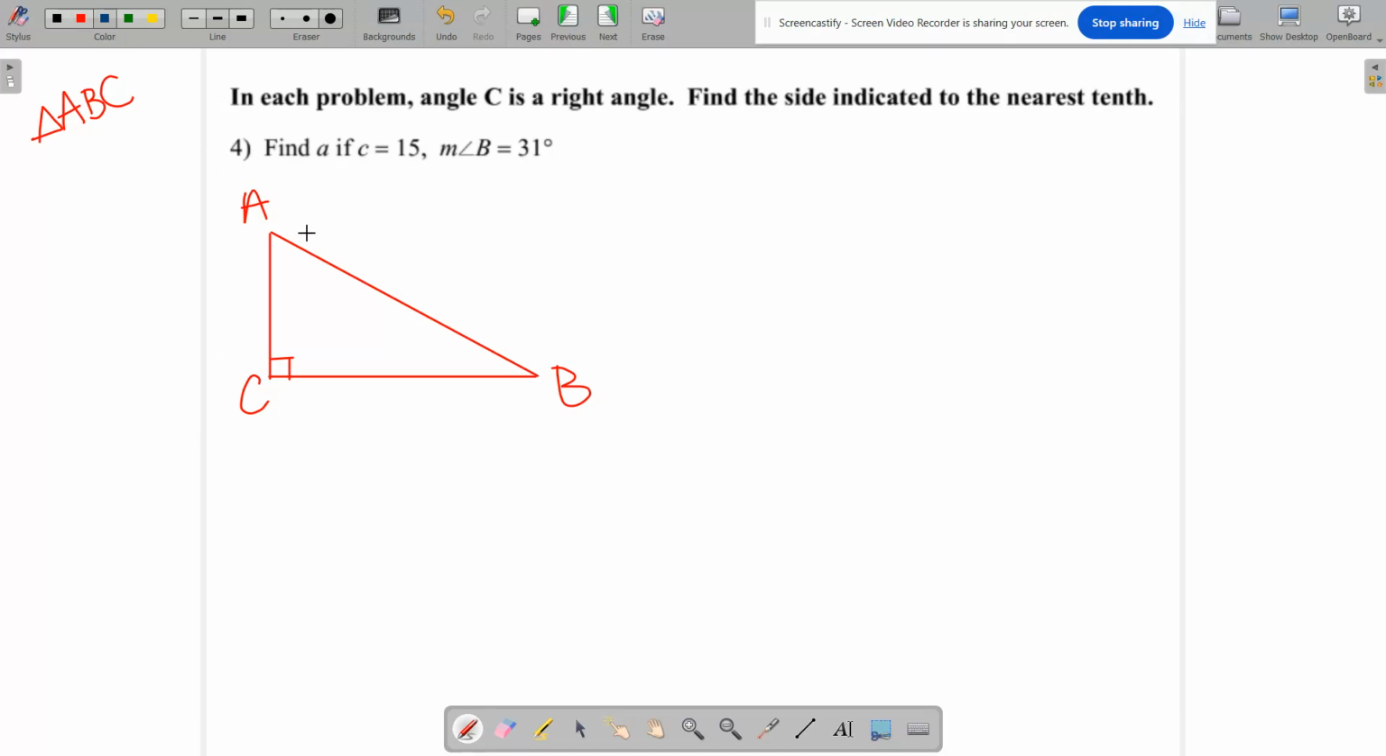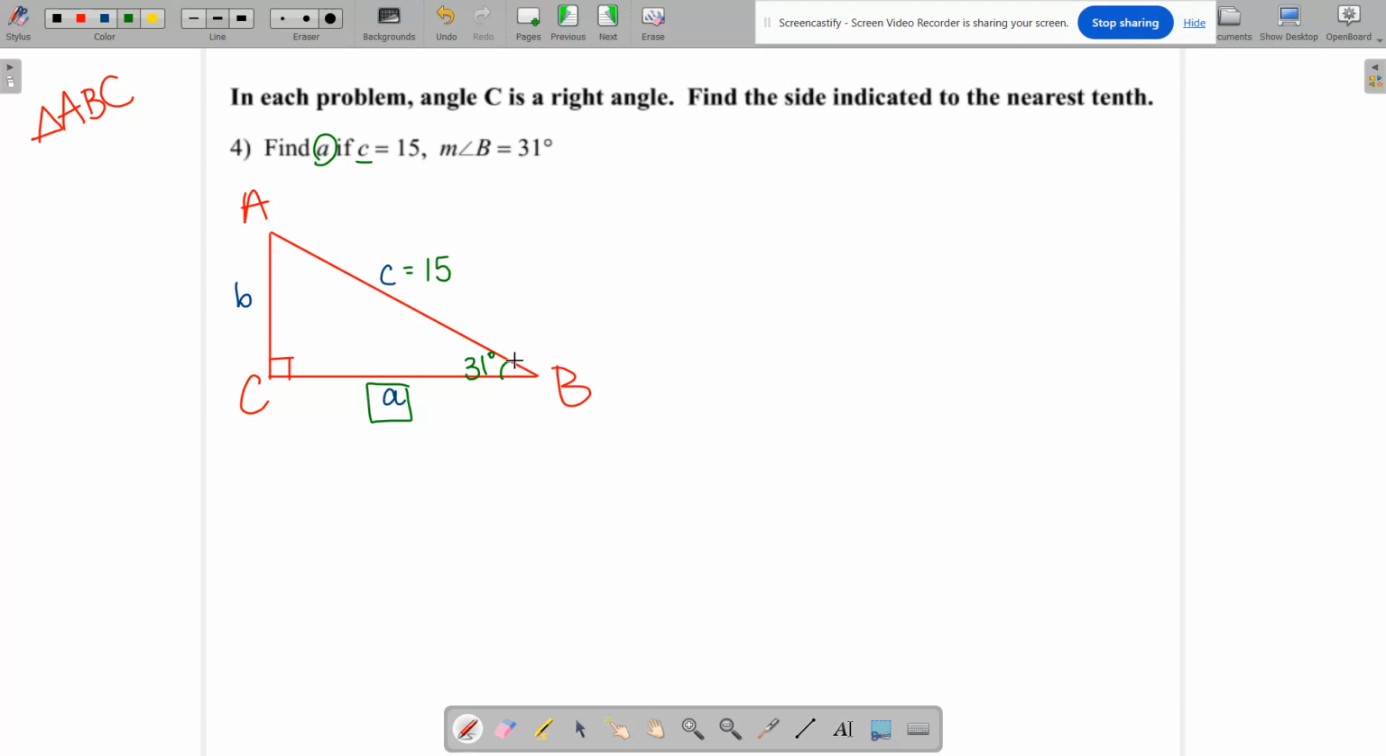What's true is that side A is always going to be across from angle A. So if this is angle A, side A is going to be over here. If this is angle B, side B will be across from it. And if this is angle C, side C will be across from that. Notice we label those angles with capital letters and sides with lowercase letters. In this particular problem, it says find A, so this is what we're looking for, if lowercase c equals 15. So this side is 15 units long. And angle B, this angle here, is 31 degrees.